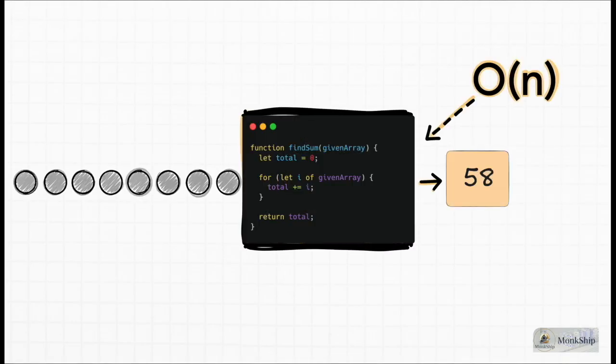Now, let's go back to our old friend, find sum. The first line, total equals 0. That's O of 1. The last line, return total, also O of 1. But the for loop, that's the heart of the function. That loop is going to run once for every single item in the array. So if there are n items in the array, the code inside that loop runs n times. The amount of work is directly proportional to n. And that's what makes the entire function O of n.